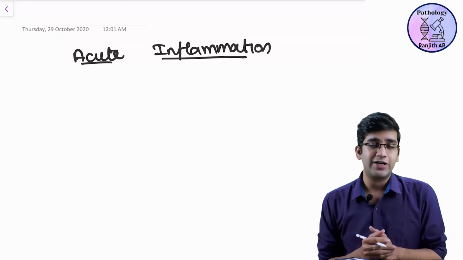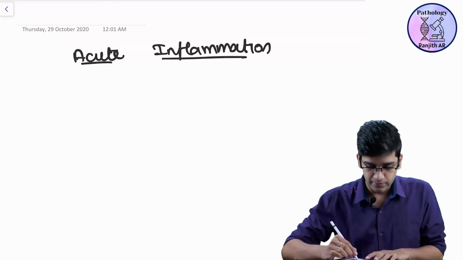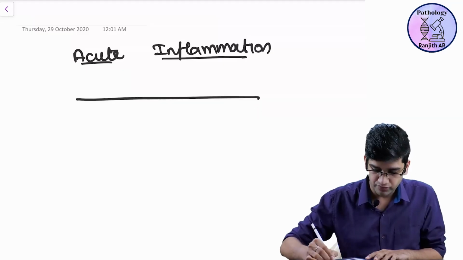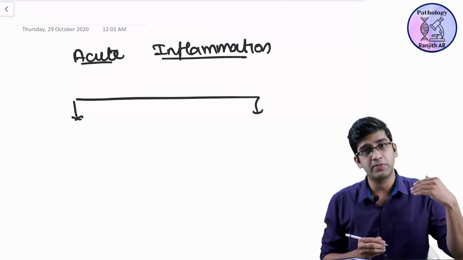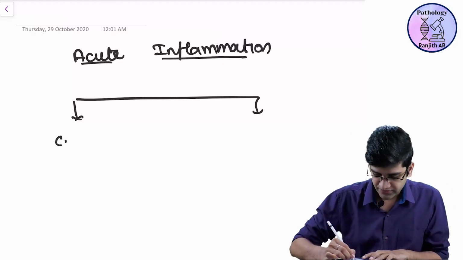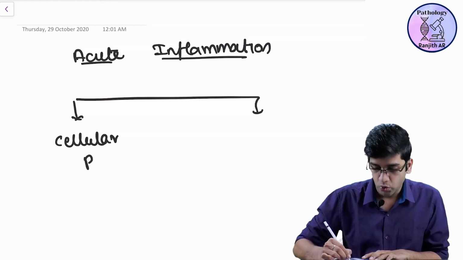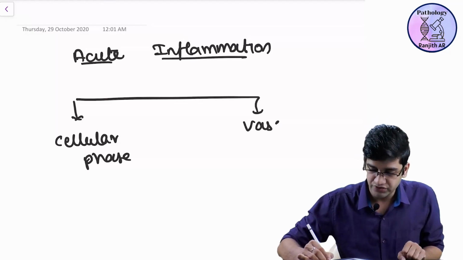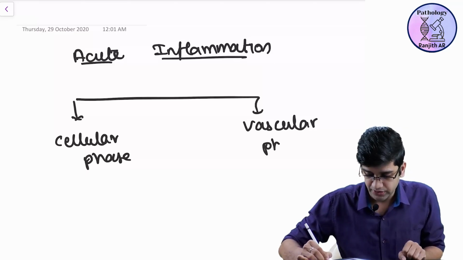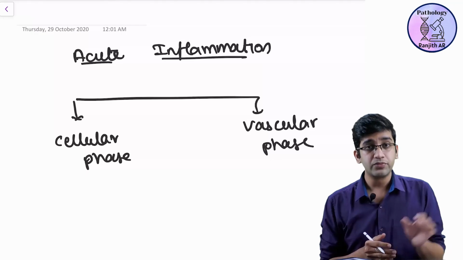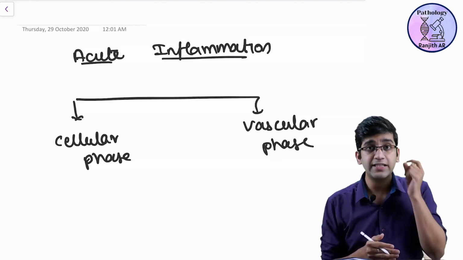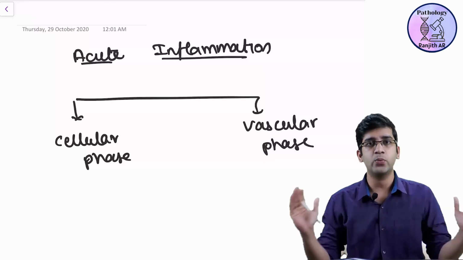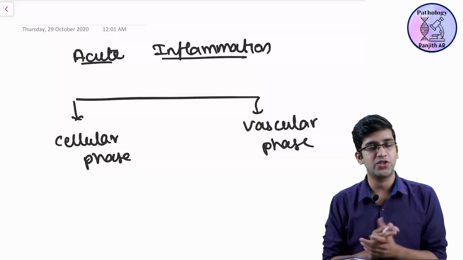For ease of understanding, we are going to divide the steps of acute inflammation into two different phases. We're going to call them the cellular phase of acute inflammation and the vascular phase of acute inflammation. The cellular phase is what happens with respect to the cells, which are the WBCs, and the vascular phase is what happens with respect to the vessels during acute inflammation. I am clarifying now itself, inside the body, this cellular phase and vascular phase occur simultaneously. Just for understanding, we are dividing them into two things, cellular as well as vascular phase.